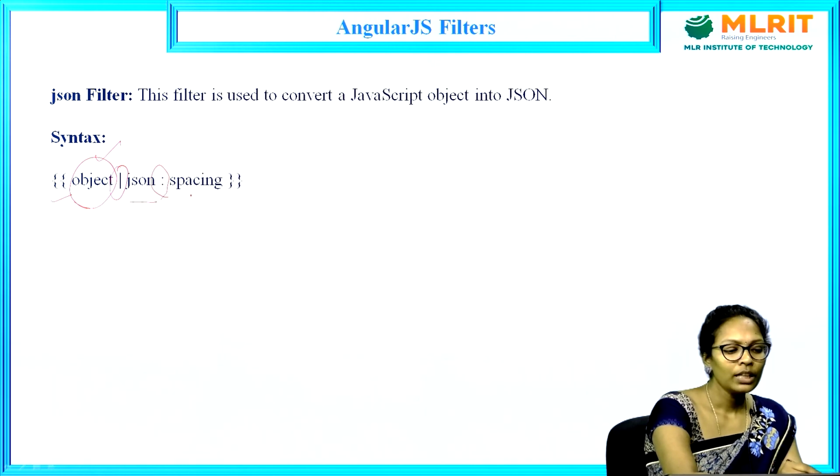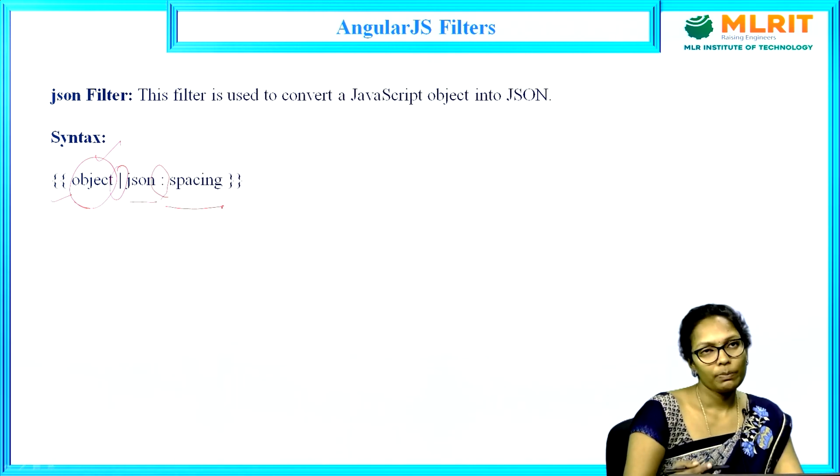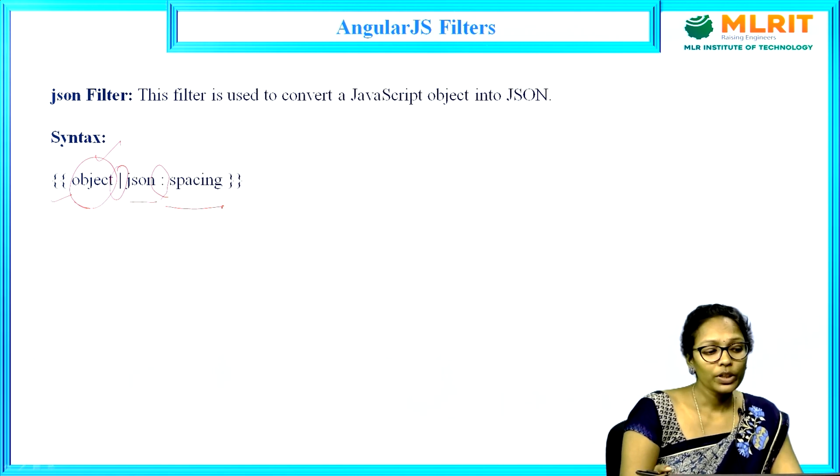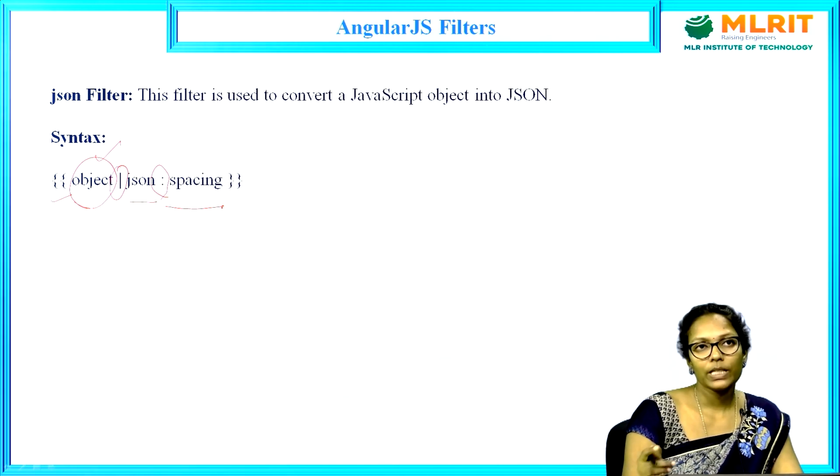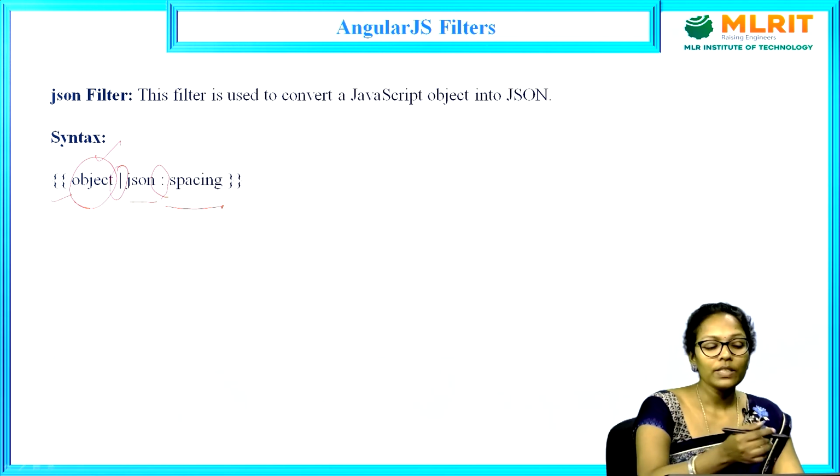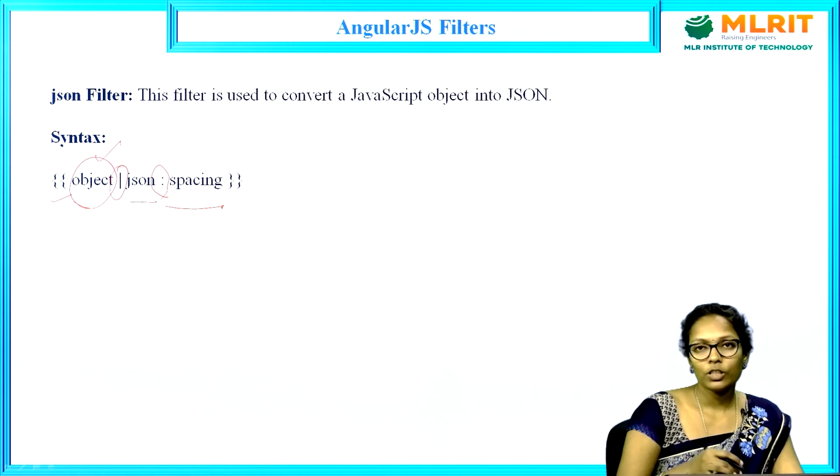After the colon, you can give some parameters, but the parameters are optional here. The parameter may be the spacing, like indentation for your object format, so that you can give. Otherwise, the default spacing will be taken. The default spacing is 2.